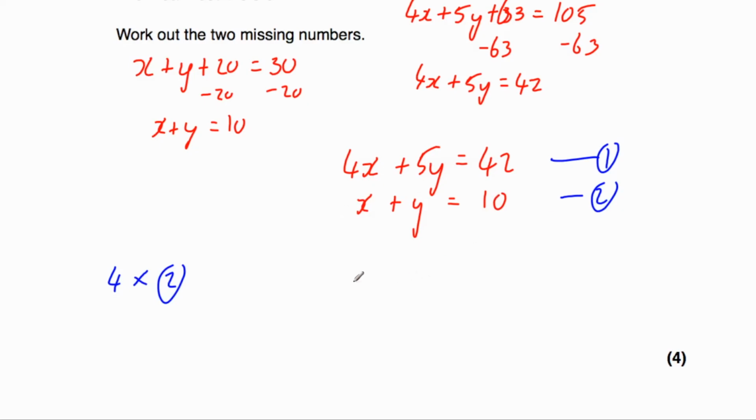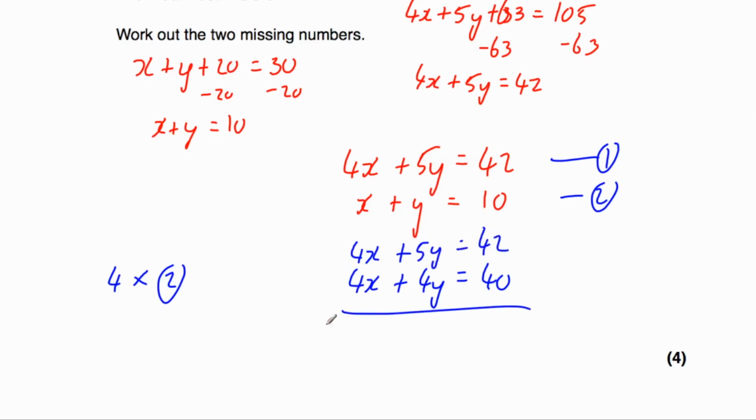So 4 times equation 2 would be 4x plus 4y equals 40. So that's 4 times equation 2. I'm going to write equation 1 just above it, so 4x plus 5y equals 42. And if we take these equations away from each other, the x's will cancel.